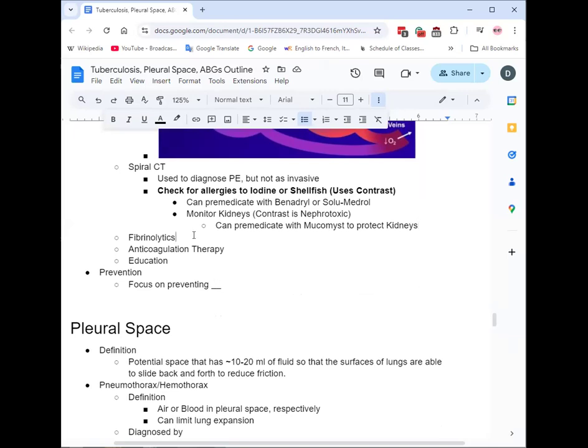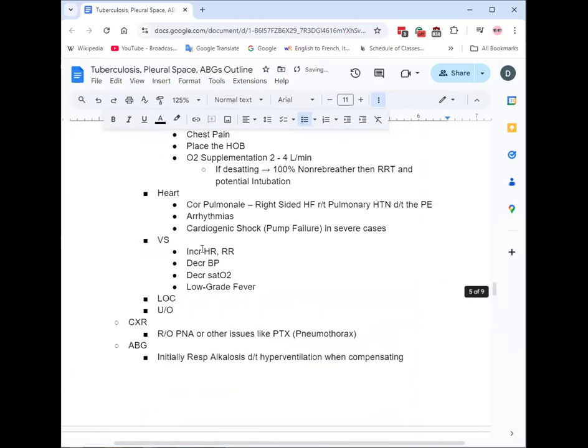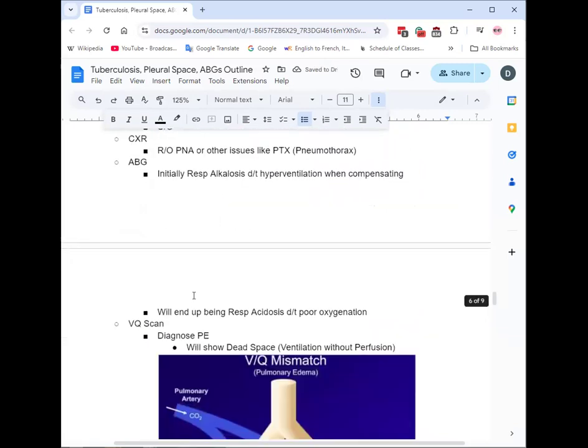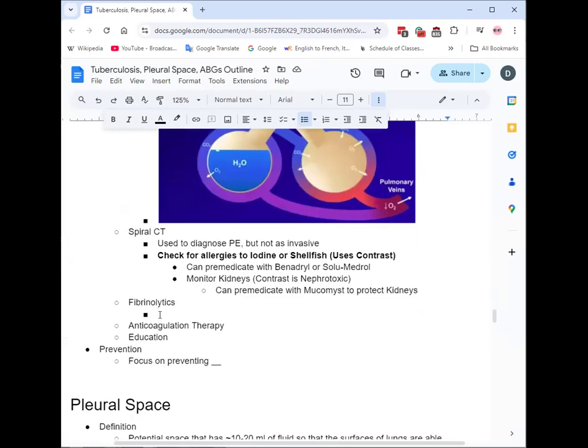So fibrinolytics. What does that mean? I guess I should put assessment and management. So what is an example of a fibrinolytic, and what does fibrinolytic mean? The clot buster.